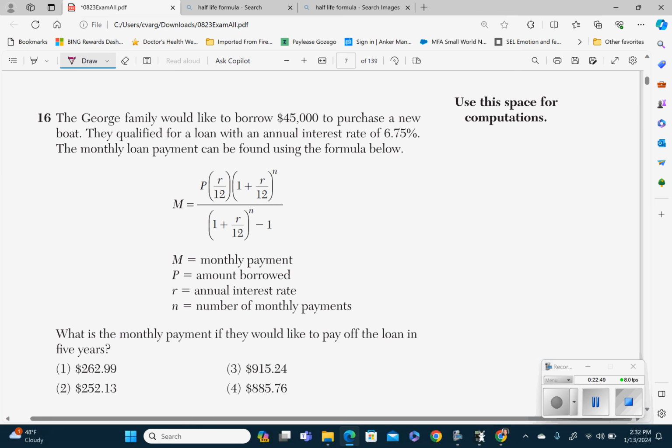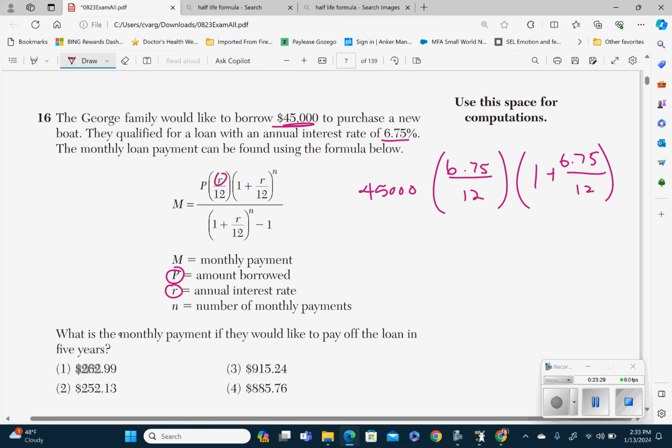All right, the next question right here. This looks crazy and difficult, but it's not. They even tell you what each of the variables stand for. Our principal, we're borrowing 45,000, so that is our 45,000 right here. They're telling us that the rate is 6.75%, so you're going to put parentheses here, our R. You're going to do 6.75 over 12, because it's always over 12, and then 1 plus our rate again, 6.75%. You should get this right. This is just matching, plugging stuff in. Again, it looks crazy. They want it to look crazy.